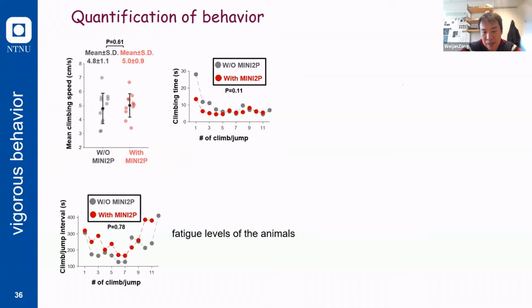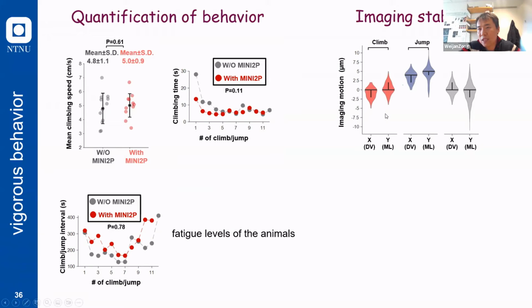And we quantified these behaviors. No matter whether the animals are with the Miniscope mounted or without it, they have quite a similar climbing speed, a quite similar evolution of the time they need to climb up this tower, as well as the interval between each climb and jump trial, which means that our scope didn't have any impact on animal behaviors. We also see that the image stability is quite high. Even in these jumping steps, the motion between adjacent frames is less than 10 microns, which is even better than in head-fixed animals.